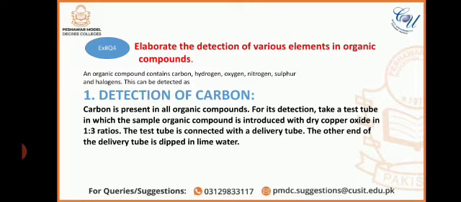An organic compound contains carbon, hydrogen, oxygen, nitrogen, sulfur, and halogens. This can be detected as follows. First of all, detection of carbon. Carbon is present in all organic compounds.